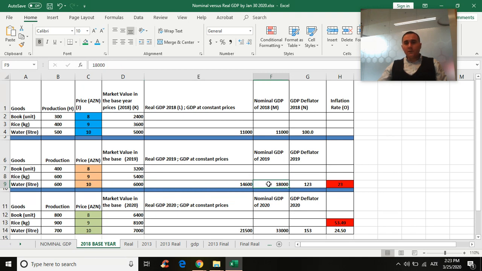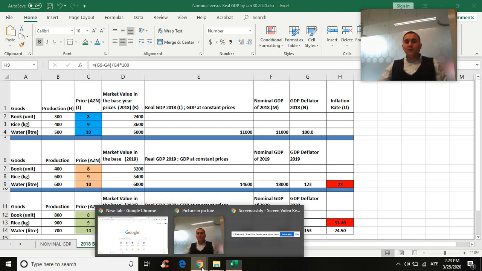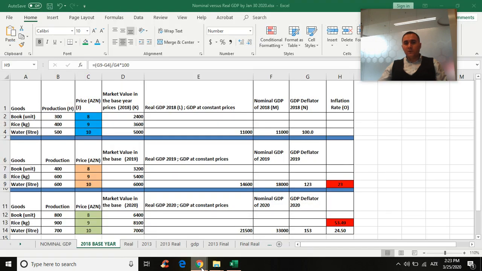Once we have these nominal GDP and real GDP, we can calculate the GDP deflator and inflation, which I'm intending to cover in the next video.